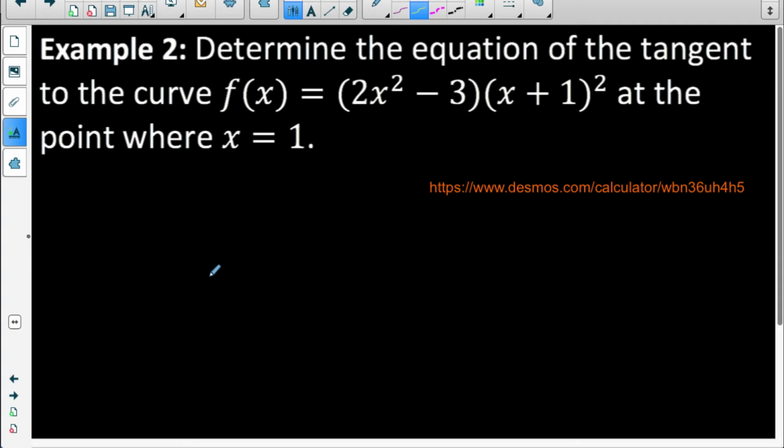Let's move on to some applications of derivatives. So determine the equation of the tangent to the curve. So I want the equation of the tangent to this curve at the point where x equals 1. Well, what does that mean? Let me make sure you understand what the question is asking.